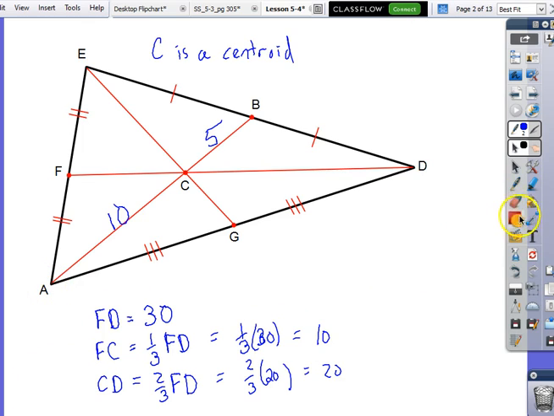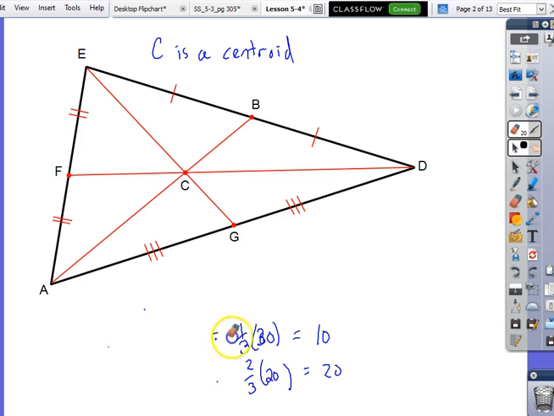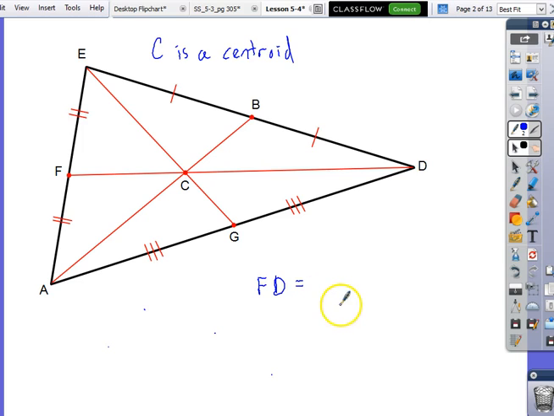All right, so here's what we're going to practice. I'm going to give you a length, and I'm going to ask for 2 other lengths, so we're basically going to play fill in the blank. Are we ready? All right. So FD is equal to 81. I want you to find FC, and I want you to find CD.